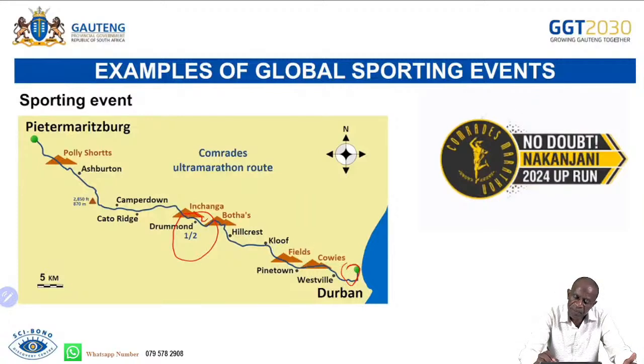This is the logo for the race, and as you can see, for 2024 the slogan was "No doubt, Noma Kanjani, 2024 Uprun."